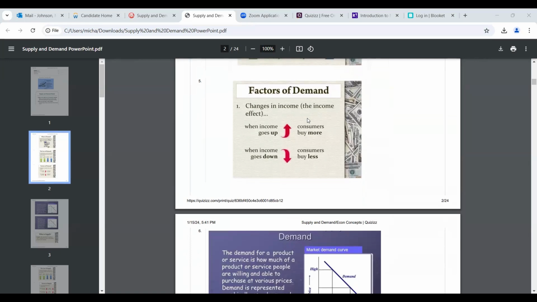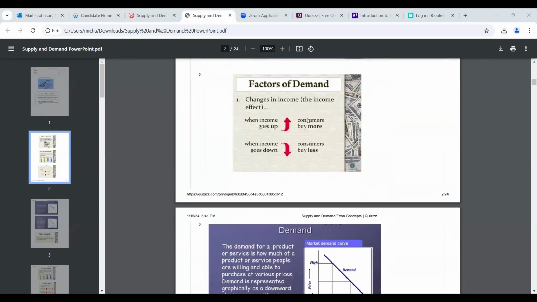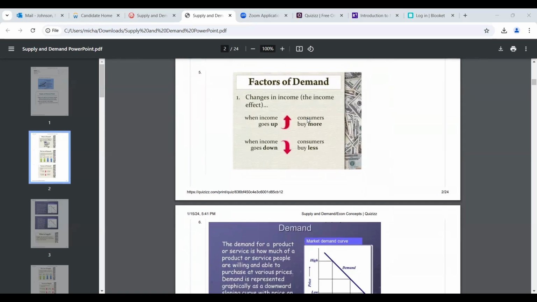Factors of demand: changes in income, the income effect. When income goes up, consumers buy more, specifically with luxury goods. Anything that's a luxury good, like fancy food, fancy cars, fancy houses, fancy vacations, you're more likely to buy those types of things when your income goes up. When your income goes down, consumers buy less of those fancy things, but they may buy more of what they call an inferior good.